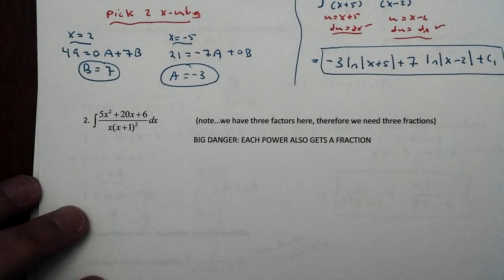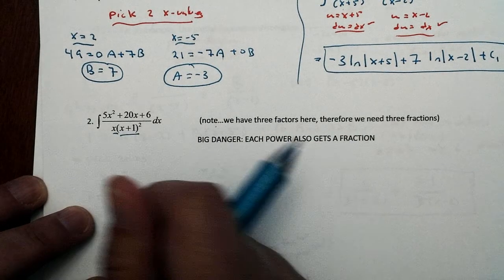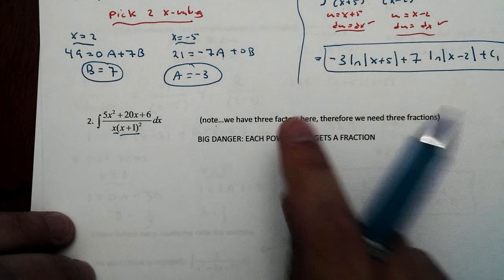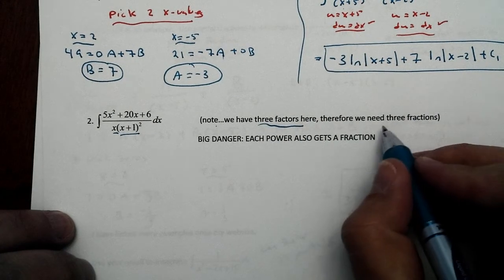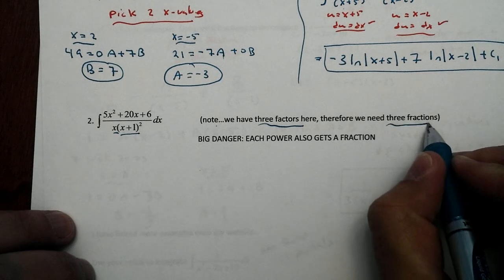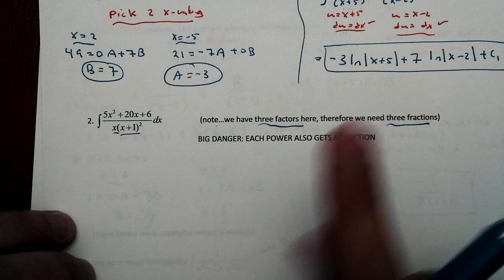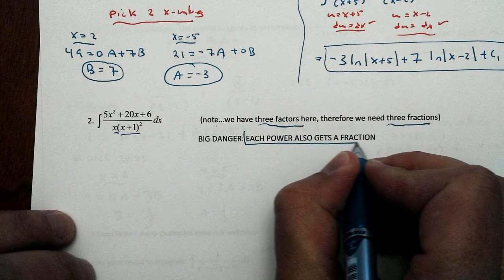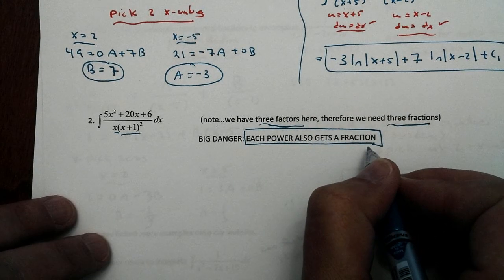This is a little bit different. Note, in this case, in the denominator, which is already factored for us, we have 3 factors here. Therefore, we need 3 fractions. The number of factors determines the number of fractions. But there's a danger. Each power also gets a fraction. So we have to deal with this, okay?